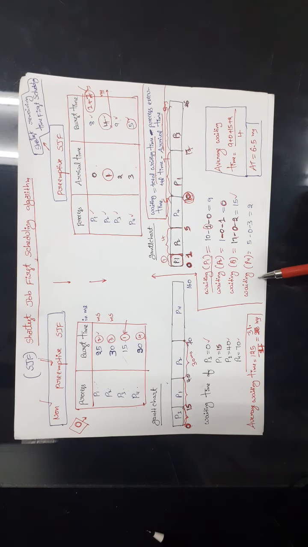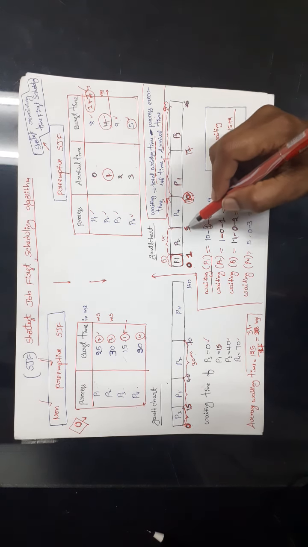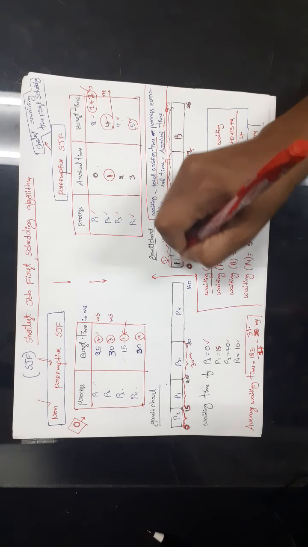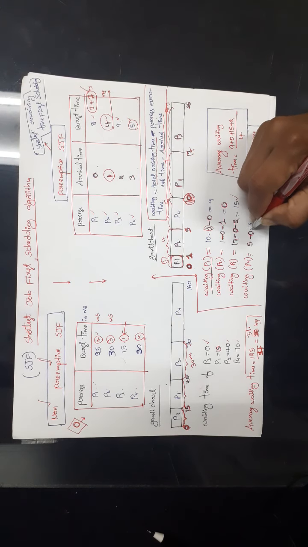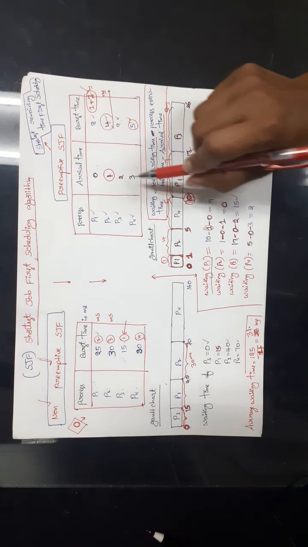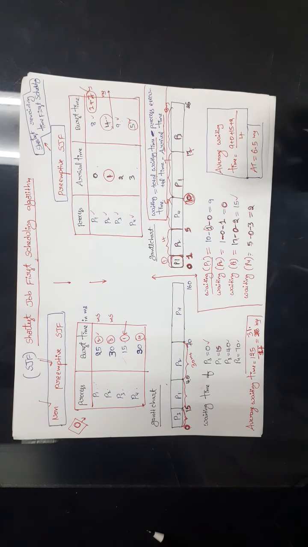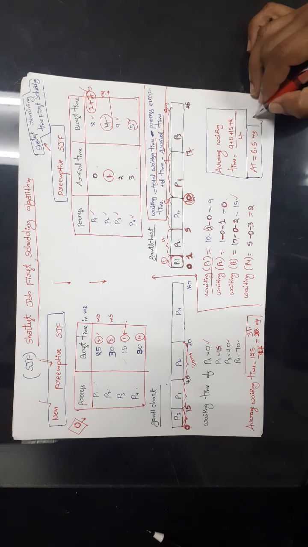Again, what is the waiting time of P4? 5. So I have written 5. Before this time, was this process executed anywhere? No. So 0. Again, what is the arrival time? 3. So we need to subtract 3. What is the value? 2. So if we calculate the average waiting time, then 9 plus 0 plus 15 plus 2 divided by 4. What is the result? 6.5. Okay, this is the average waiting time.